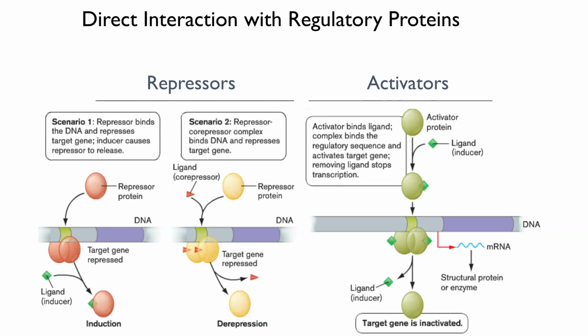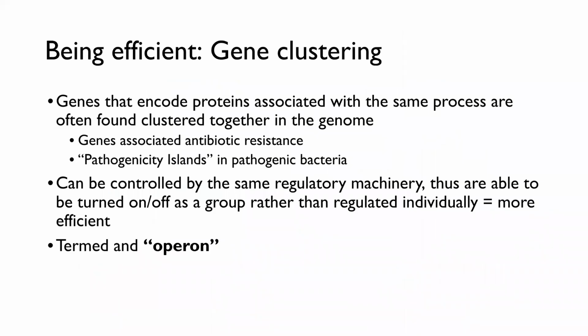So that's the sort of backdrop we're working with here. Now, bacteria like to be efficient, so we have what we call gene clustering. If you have genes that encode proteins that are associated with the same exact process, and we've been using heat shock, that's a great way of thinking about it, they're actually found clustered together in the genome. And this is pretty common. We see this with antibiotic resistance and pathogenicity genes.